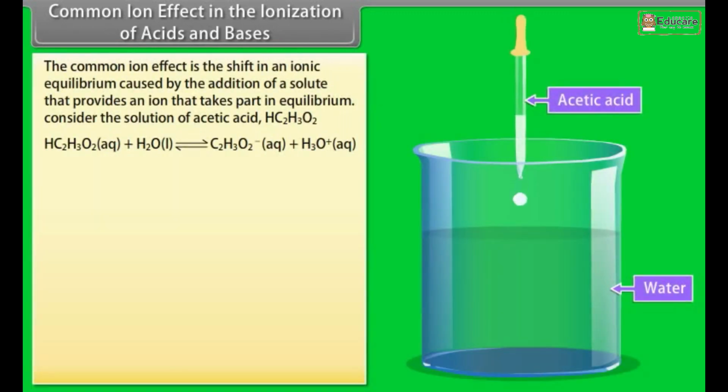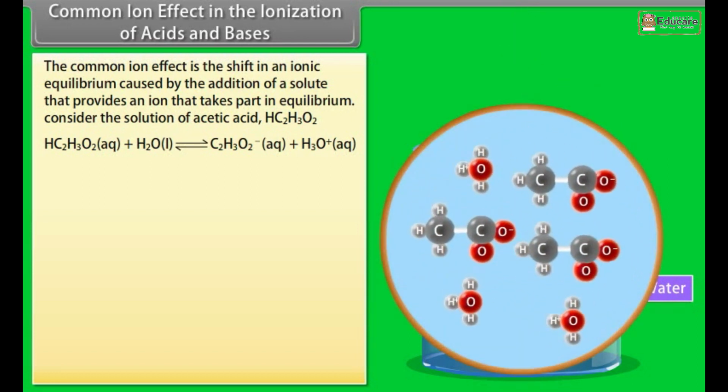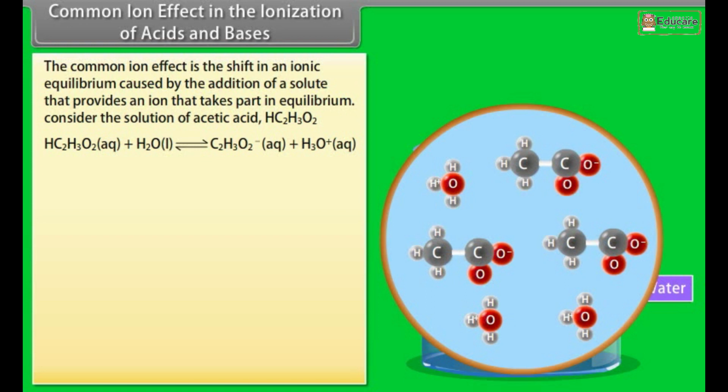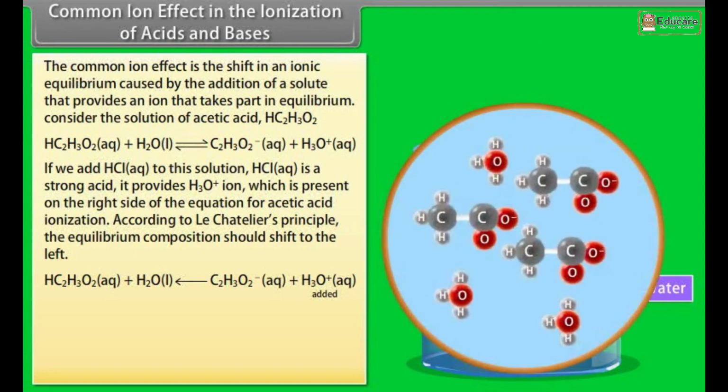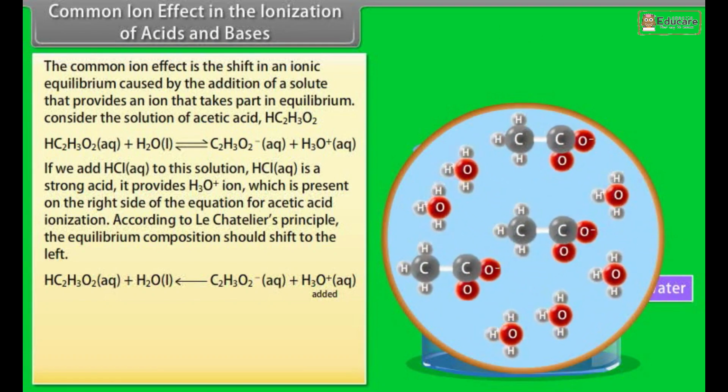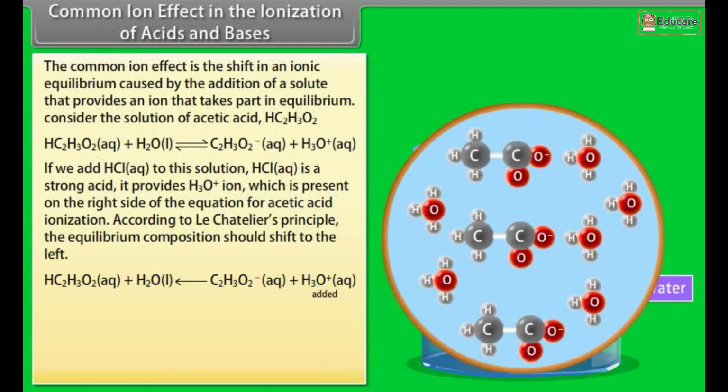Common ion effect in the ionization of acids and bases. The common ion effect is the shift in an ionic equilibrium caused by the addition of a solute that provides an ion that takes part in the equilibrium. Consider the solution of acetic acid, HC2H3O2. If we add aqueous HCl to this solution, HCl is a strong acid. It provides H3O plus ions, which are present on the right side of the equation for acetic acid ionization.